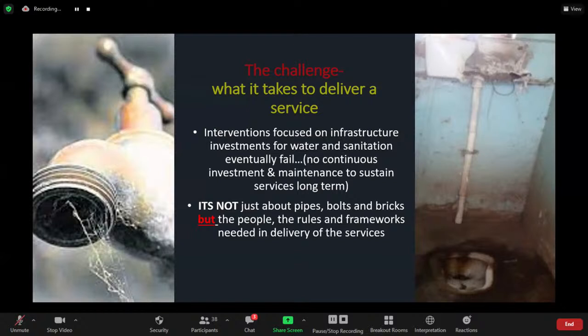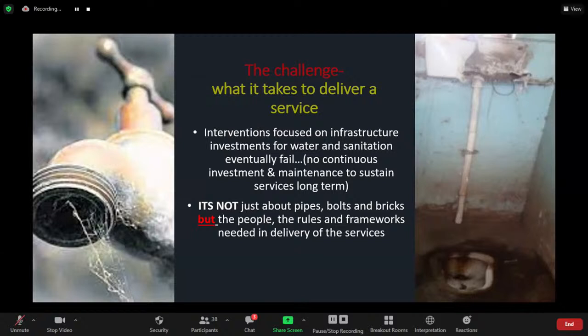So in our assessment, and based on our experience, what it takes to deliver a water service should not just be about interventions that are looking at infrastructure investments only for water and sanitation. Sanitation in the sense of improving water quality, because these by themselves, you've seen them fail over time. And if we don't also address investments around maintenance to sustain services in the long term, then not much progress will be realized.